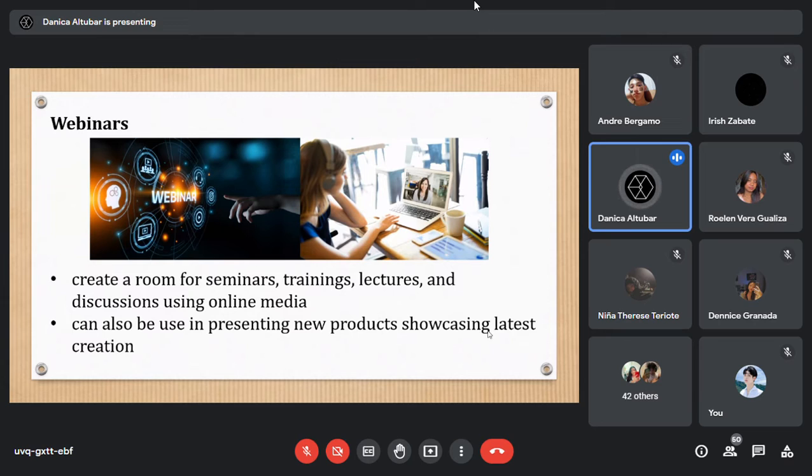Webinars create a room for seminars, trainings, lectures, and discussions using online media. This can also be used in presenting new products, showcasing latest creations. In grade 11 or maybe in high school, you had to attend a seminar on how to use the LMS. You had to undergo training and discussion about how to maneuver everything in your LMS, how to do your attendance, how to view your activities, how to take the quiz, and so on. So these things fall under webinar.